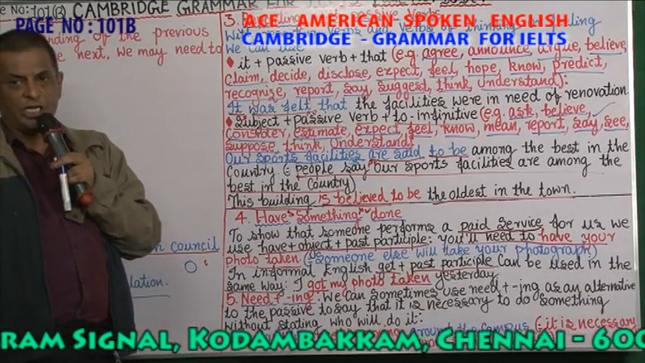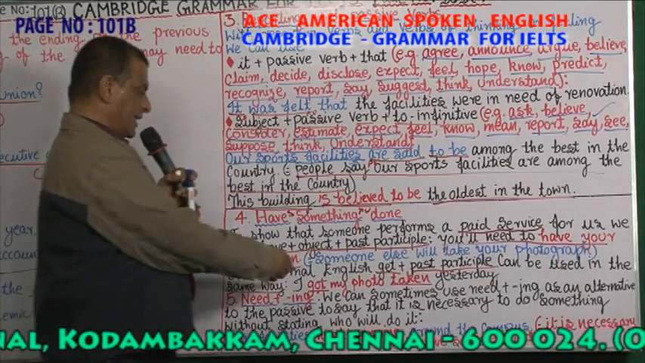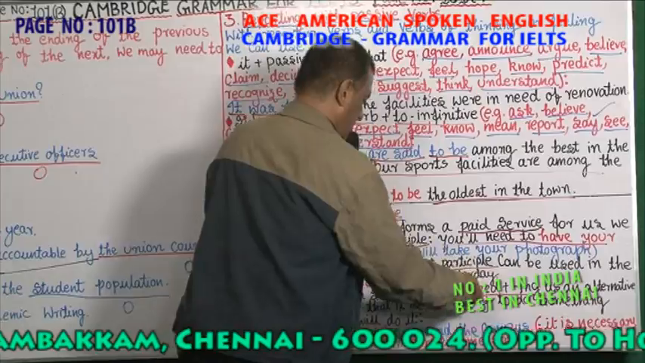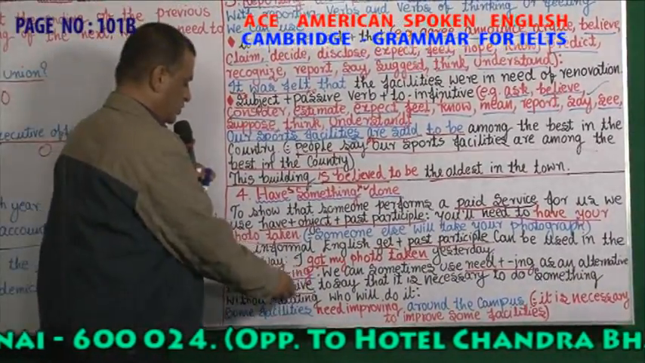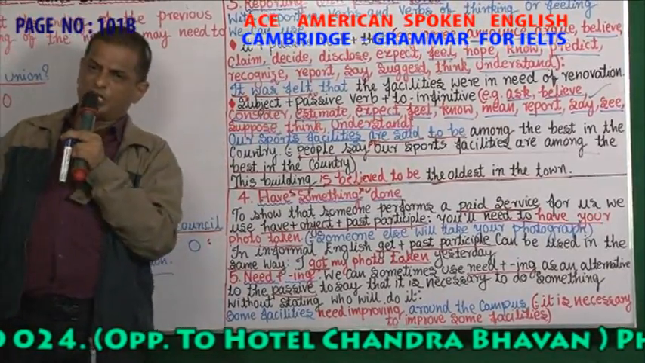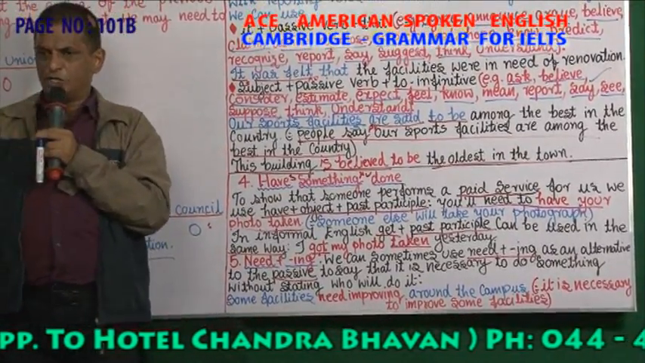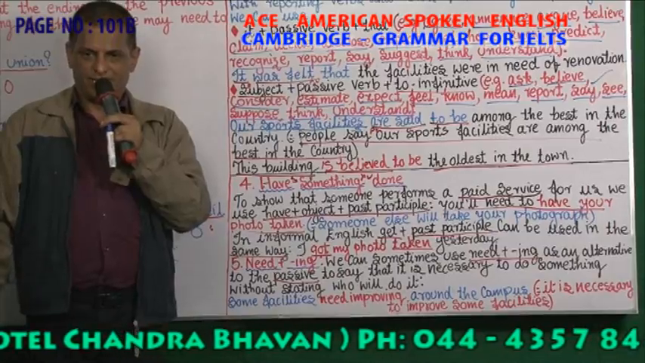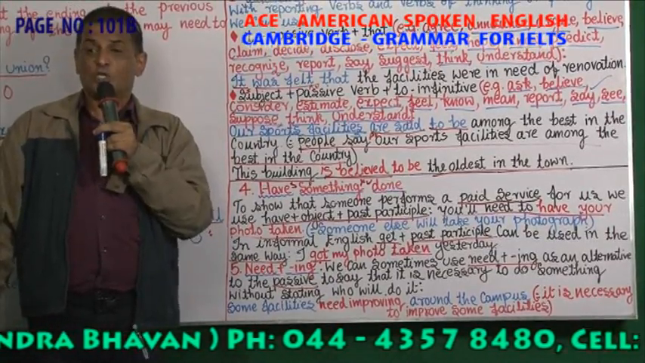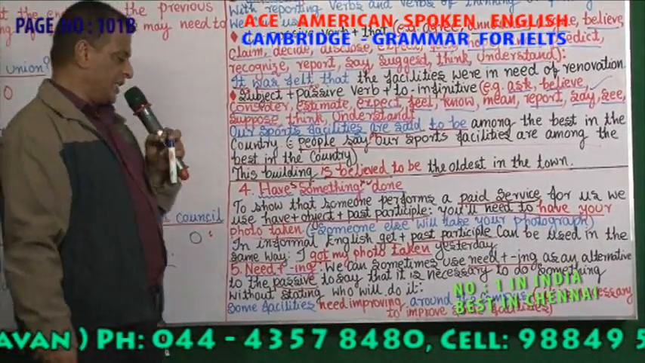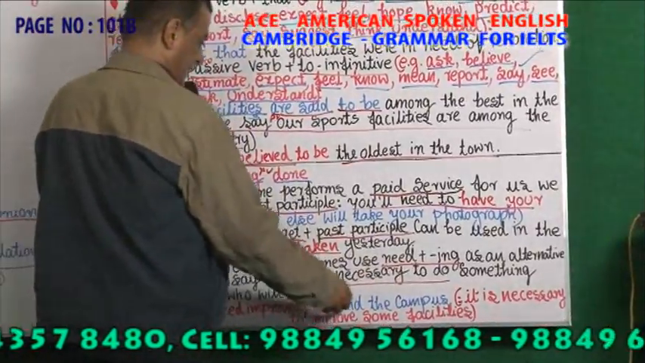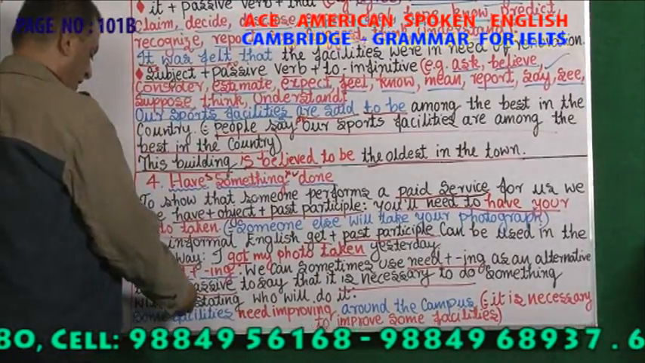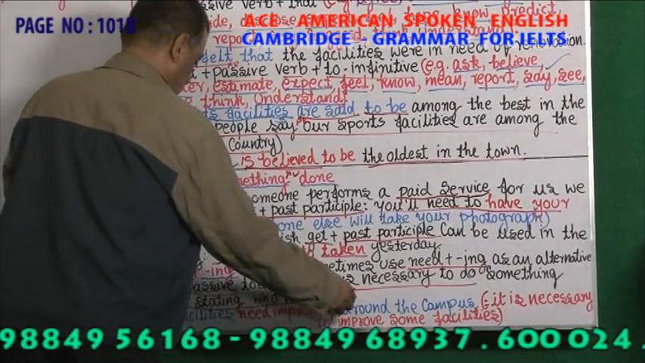Need plus ing. We can sometimes use need plus ing as an alternative to the passive. So need plus ing is used instead of the passive. Need paying. Need coming. It is used to say that it is necessary to do something without stating who will do it, right?